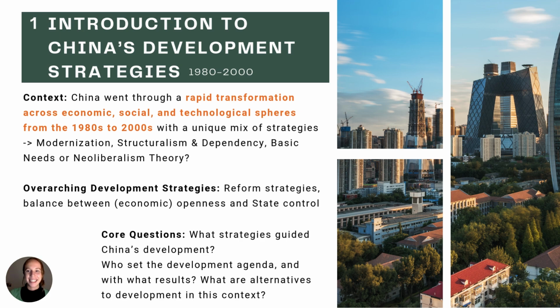In the 1980s, China shifted from a centrally planned economy to a market-oriented one. It aimed to modernize agriculture, industry, technology, and for China most importantly, the economy, while balancing socialism with market mechanisms. China's development strategies cannot easily be categorized in common development theories like modernization, structuralism, independency, basic needs, or neoliberalism theory. But more on this later.